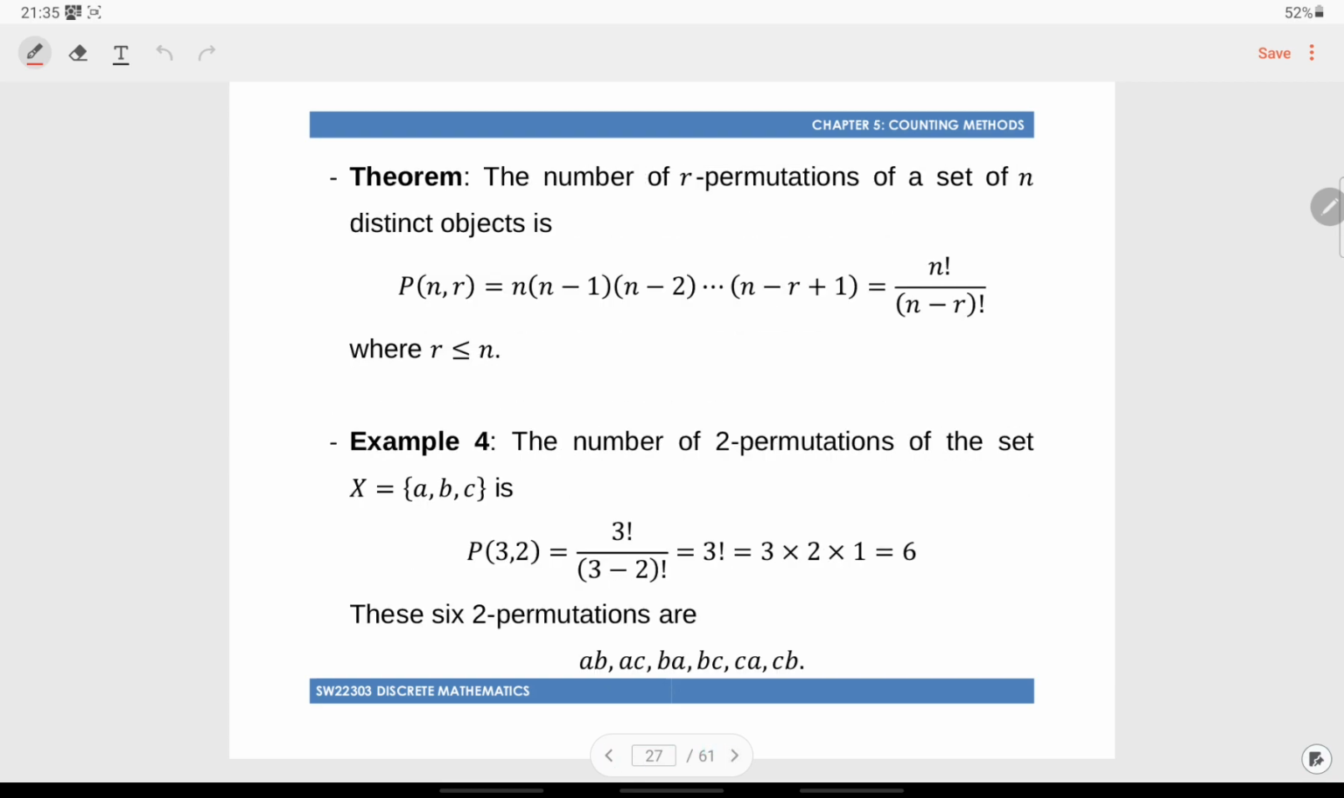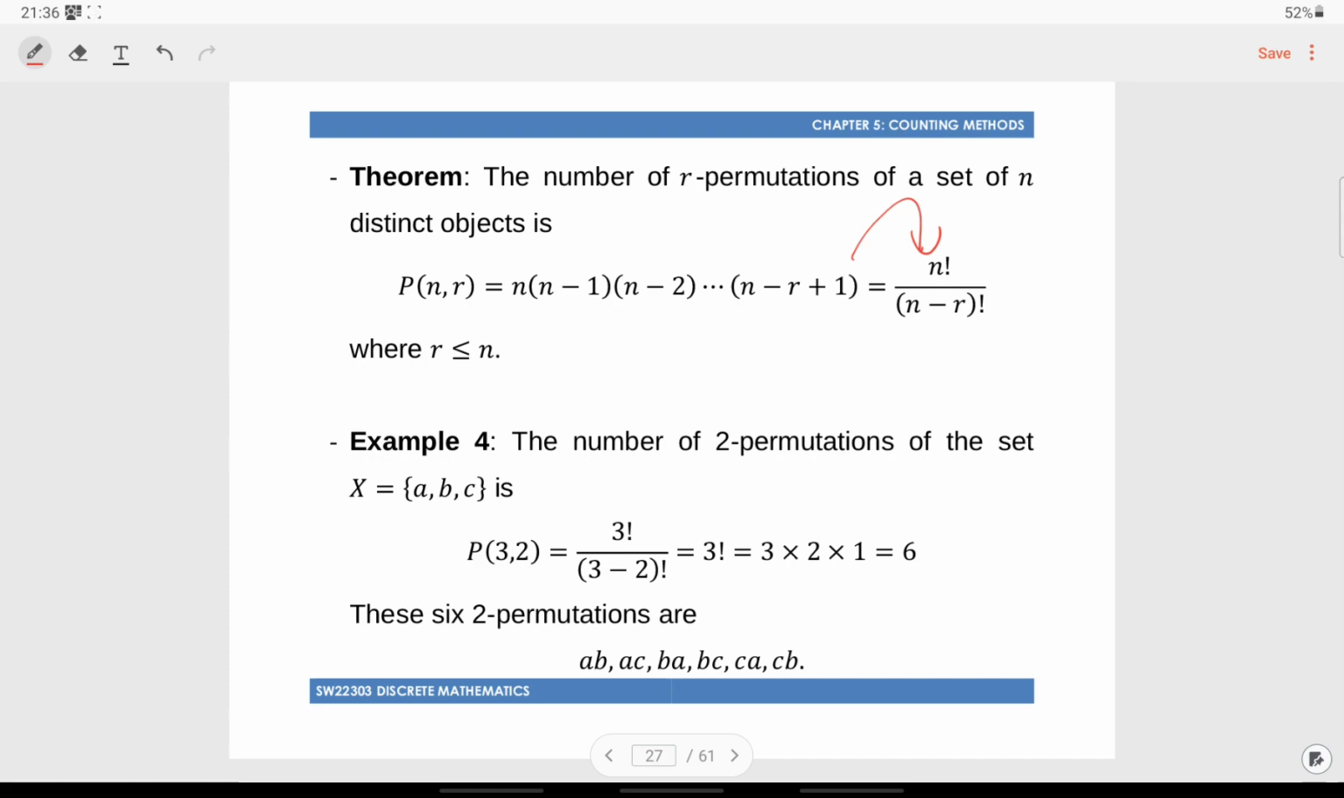So we consider the theorem to formulate P(n, r). The number of r-permutations of a set of n distinct objects is P(n, r) equal to n times n minus 1 times n minus 2 up to n minus r plus 1. This can be formulated as n factorial divided by n minus r factorial, where we need to make sure that the value of r is always less than or equal to n.